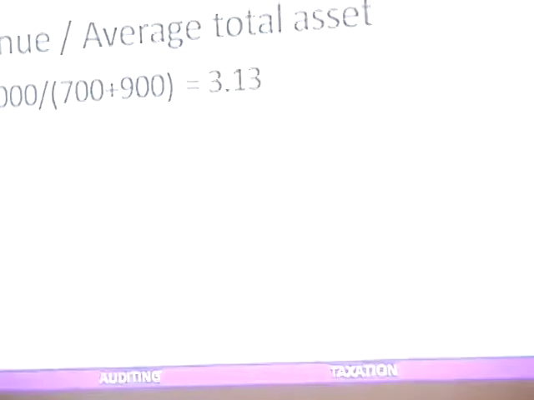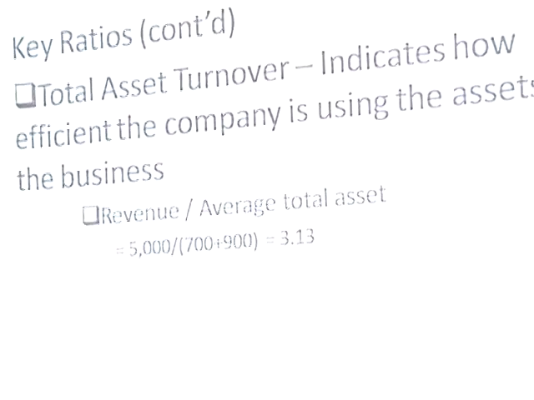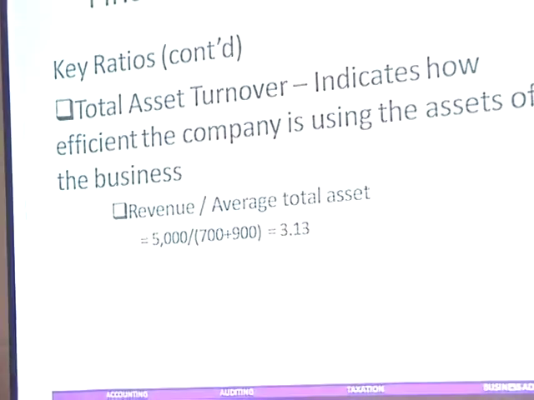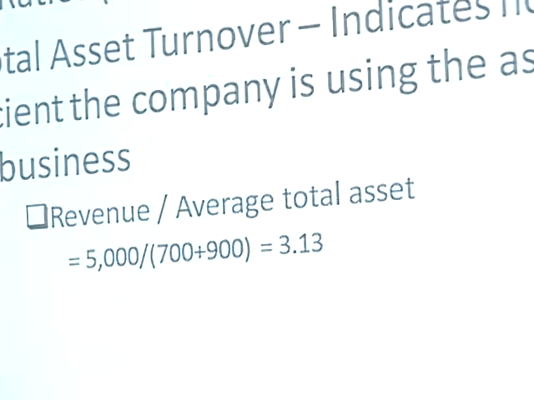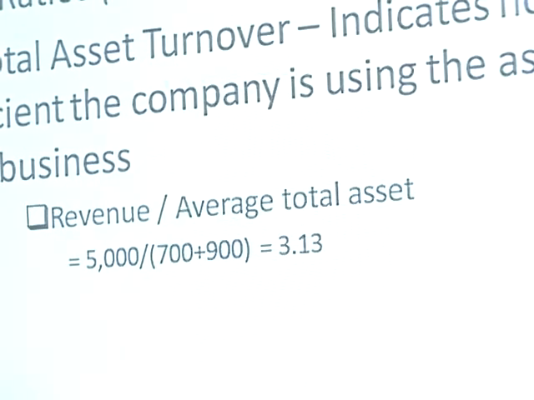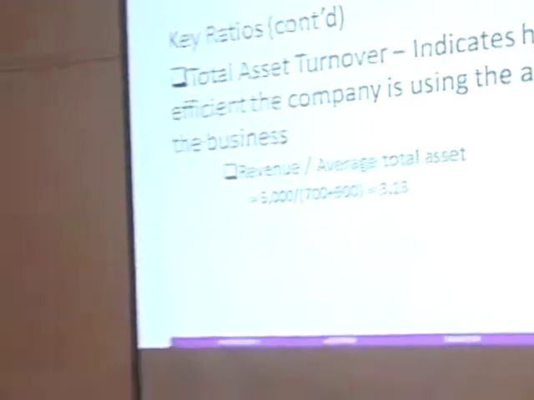And the next key ratio is our total asset turnover. This indicates how efficient the company is in using the assets of the business, right? It is calculated by the revenue of the business divided by the average total assets. And in the example, we realize that the total asset turnover is 3.13. And what is this saying? What this is saying is that for every $1 of assets that the company has, it is generating revenue of $3.13. And these are important ratios that we need to be looking at.